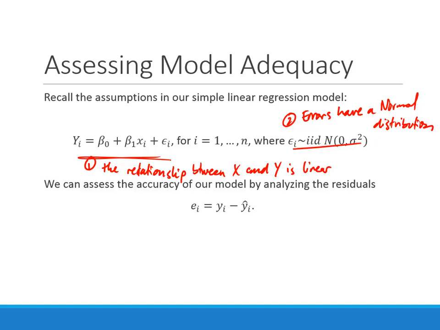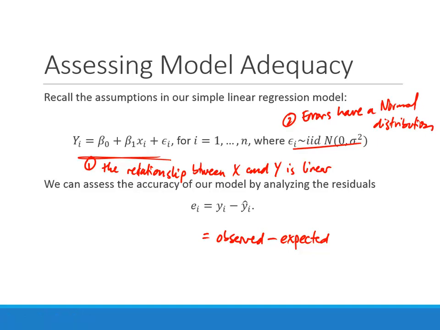We'll assess the accuracy or the adequacy of our model using the residuals, which I think we've talked about before. We'll use a lowercase e to represent that. And again, remember, that's just the observed value minus the expected or estimated value. So our residuals are just your observed minus your expected, and that's what we will use to check these assumptions.